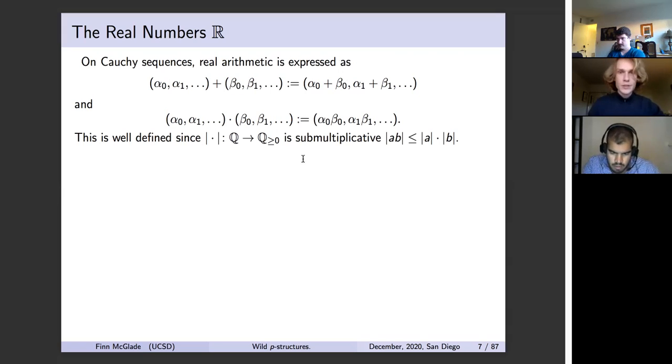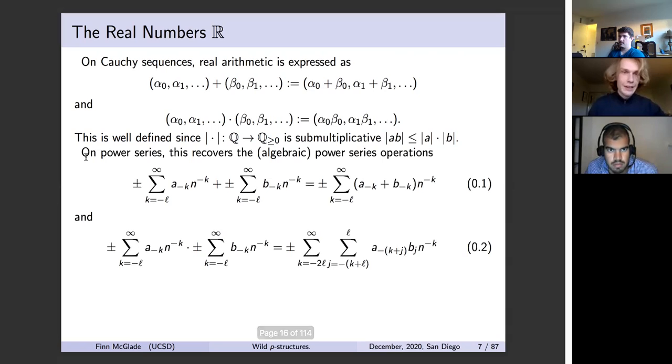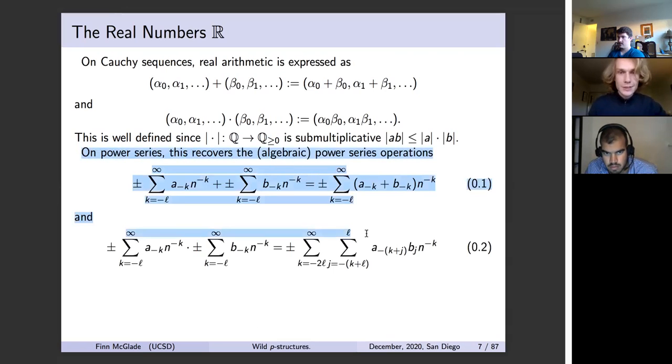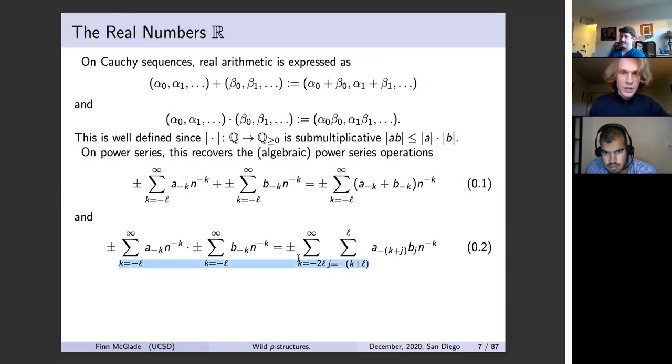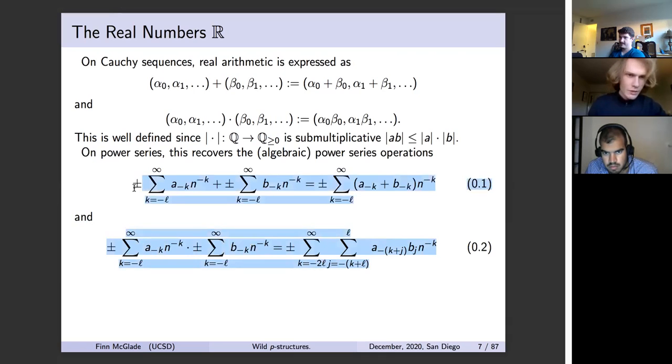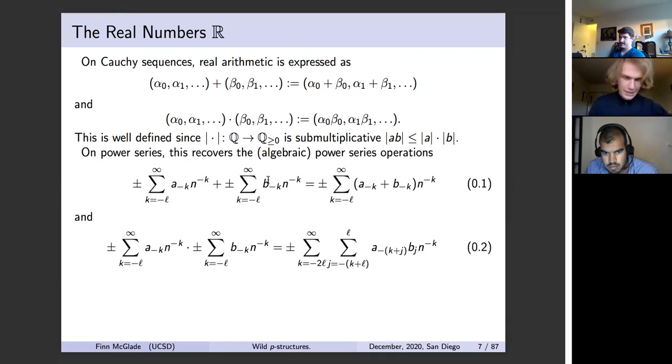So right, there's something to check here, which is if you multiply 2 Cauchy sequences, you get a Cauchy sequence. That works out essentially because the absolute value on the rational numbers is submultiplicative. So it's actually multiplicative, but you only need the submultiplicativity here. And okay, you can translate this into what happens with the power series. You get some rather complicated looking formulas for multiplying power series.